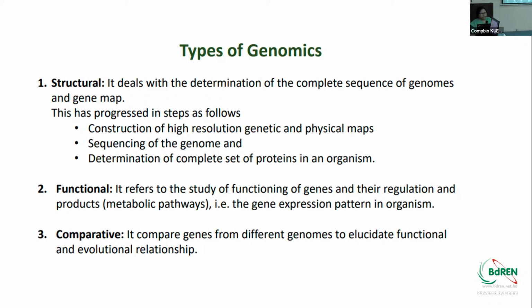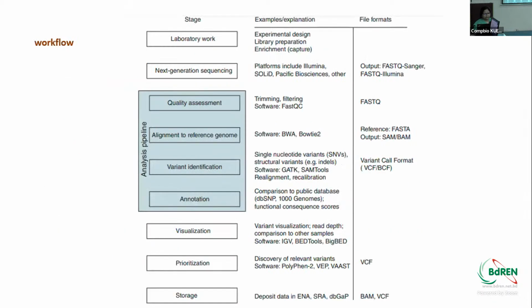Functional genomics refers to the study of the functioning of genes and their regulation and products. So for gene expression, when we do RNA-seq, we are targeting the functional genomics part. And structural genomics deals with the determination of the complete sequence of the genes and the gene map. So mainly the DNA sequence annotation. This is dealing with the structural part.